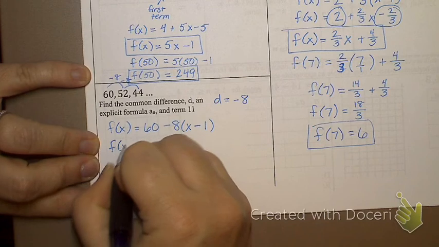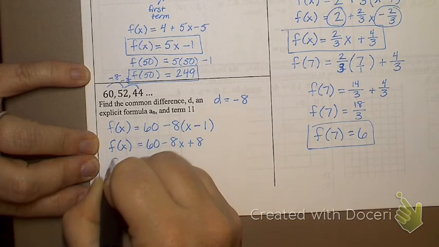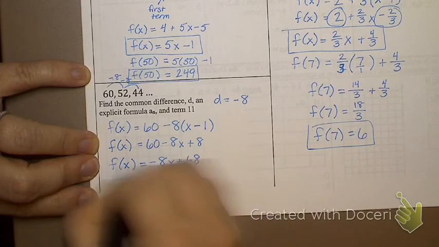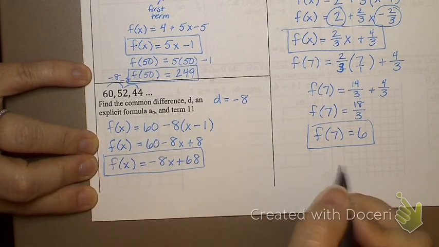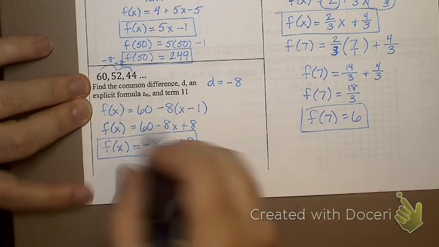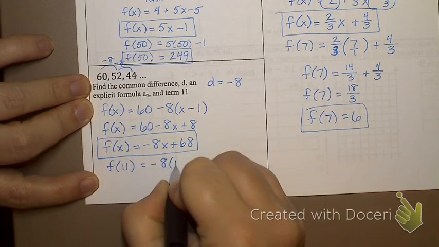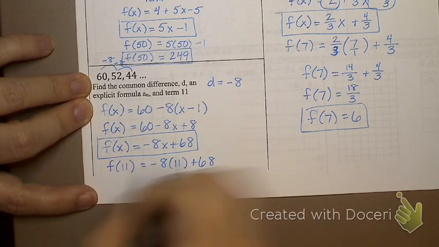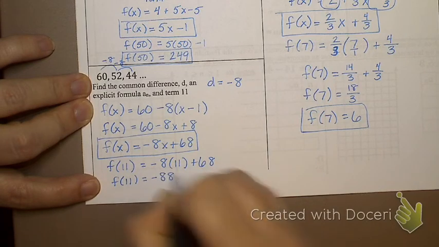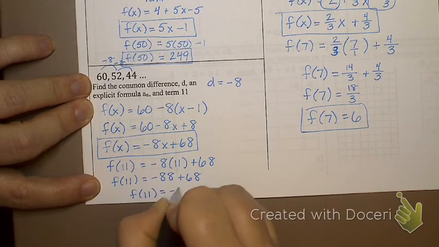So let's see. 60 minus 8x plus 8. I have negative 8x plus 68. Is that what you got? Yes? No? Yes. Okay. Now what term do they want me to find? 11. The 11th. So f of 11 would be equal to negative 8 times 11 plus 68. Negative 8 times 11 would be negative 88 plus 68. Negative 20. So f of 11 is equal to negative 20.